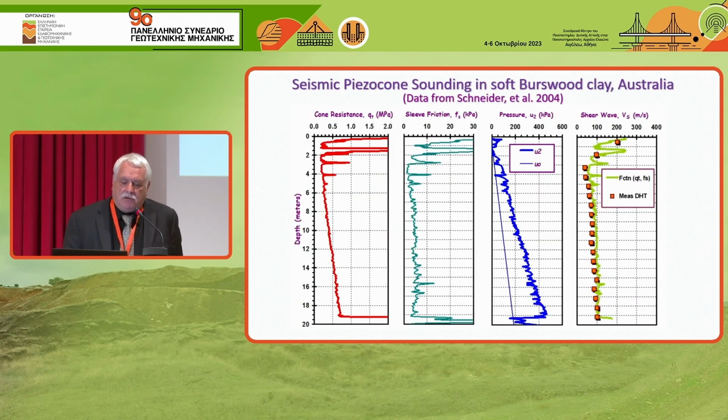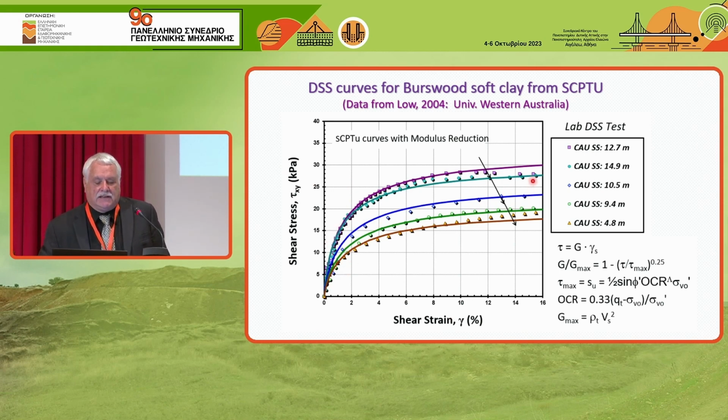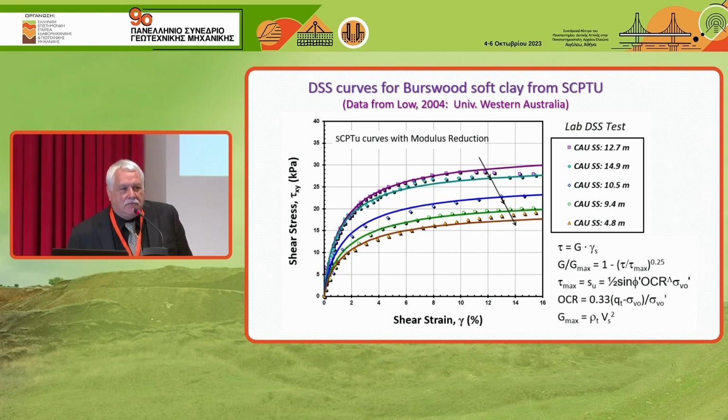And so here's an example. This is soft clay in Burswood, Australia. It's one of the national test sites. And I use the shear wave velocity to get the beginning of the stress strain curve. I use the cone tip and pore pressure to get the strength, and then that algorithm to tie it in. So the lines represent my synthetic stress strain strength curves from the seismic cone, and the dots are what they actually measured by the PhD student at the University of Western Australia. And I think that's a pretty good match at all those different depths.